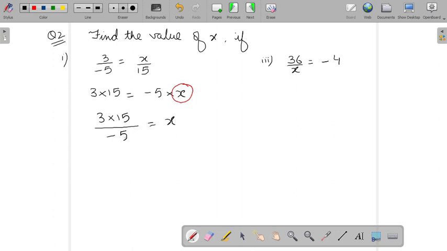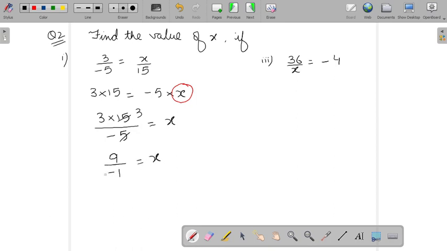What should be the next step? Cancel the terms. So it would be cancelled like this. And the minus sign should not be in the denominator, so you will take it to the numerator side. So it will be 3 multiply 3 upon minus 1. How would we write it? Upon minus 1 equal x.